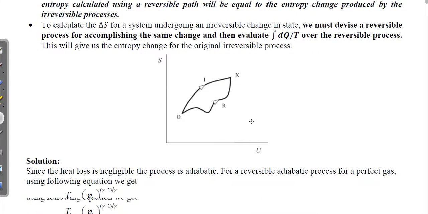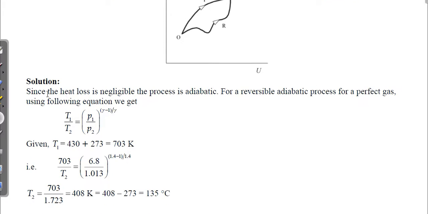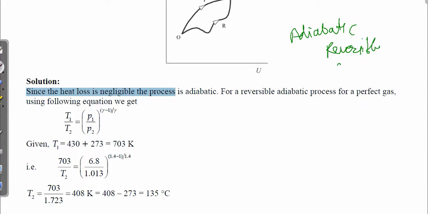So this was the funda, and this is the representation of that in the figure diagram. Let's come back to the question. It says that since heat loss is negligible, we concluded that the path must be adiabatic. But whether that path is reversible or irreversible, this thing we have to confirm. So let's first assume that the adiabatic process is reversible, because that will make our work easy.